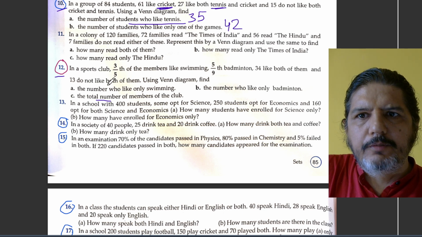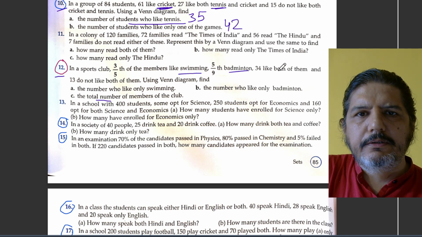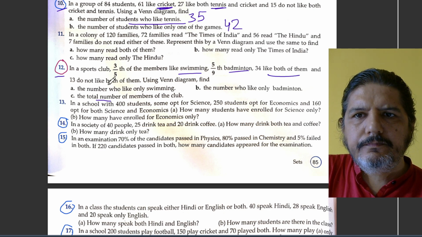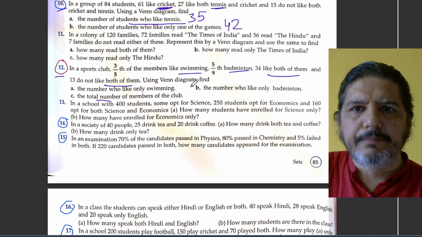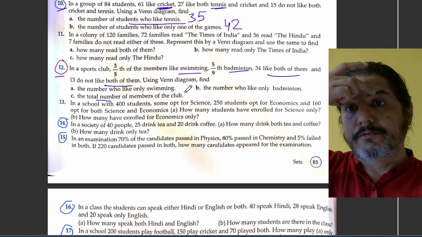Let's look at question number 12. In a sports club, 3/5 of the members like swimming, 5/9 like badminton, 34 like both of them, and 13 do not like both of them. Using Venn diagrams, we have to find these answers.